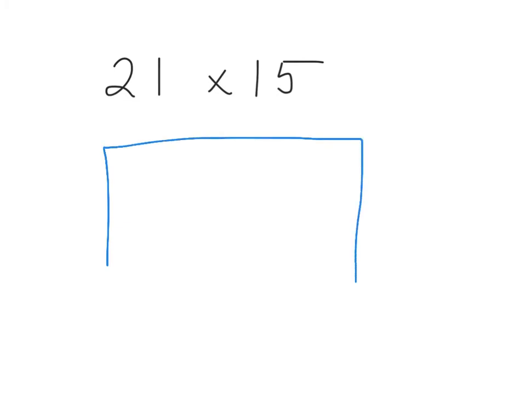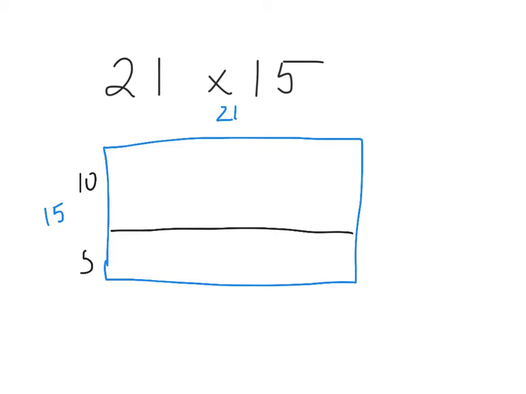Again, I can make a box, a rectangle, and I'm going to make this side 15, and I'm going to make this side 21. And I'm going to break both sides up. I'm going to break the 15 into 10 and 5, just like that. And I'm going to break the 21 into 20 plus 1. I have 4 multiplication problems to do now. This box is 20 times 10.